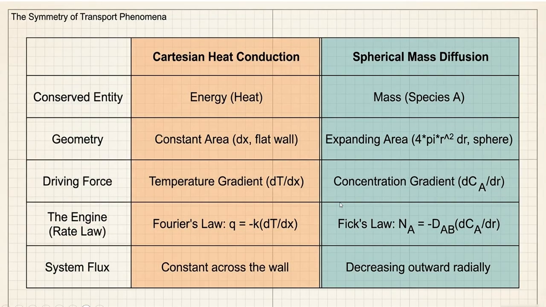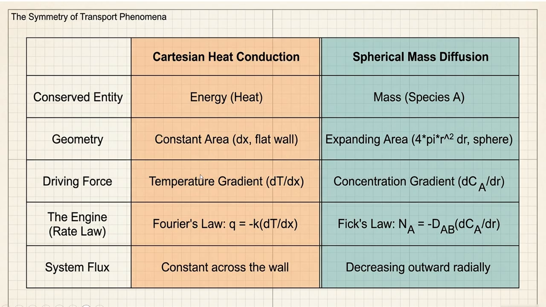This is a comparison between Cartesian heat conduction and spherical mass conduction. Observed entity in Cartesian heat conduction is energy, heat, of course. In spherical mass diffusion, it is mass, of course. Geometry: Cartesian coordinate system uses constant area, dx. It is comparable to a flat one. And in case of spherical mass diffusion, it is comparable to a sphere because of expanding area.